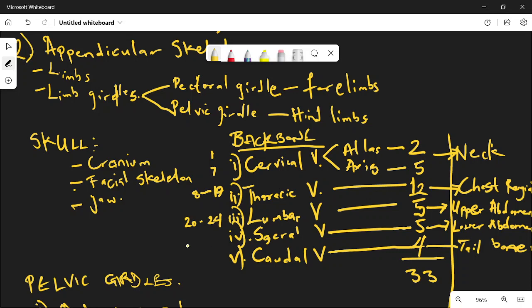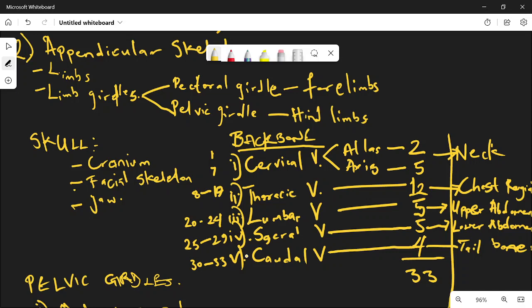And then sacral, which is another 5, is from 25 to 29. And then we have the last set, which is from 30 to 33. So you understand how we have all the sets of bones now. The first one, the cervical vertebrae, has 2 sets of bones, the atlas and the axis.